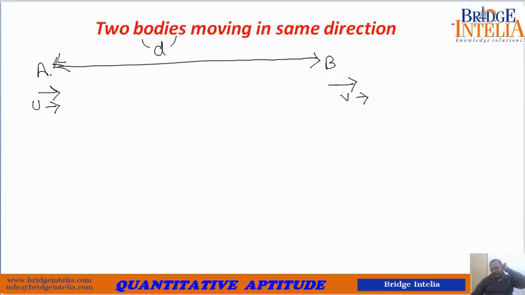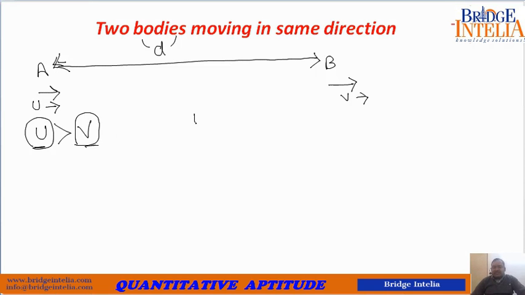So if A has to overtake B, or if A has to successfully chase B, then A's speed must be greater than B's speed. So A's speed is u, B's speed is v. So if A wants to overtake B, this is possible only when his speed is greater than the speed of the person he is trying to chase.